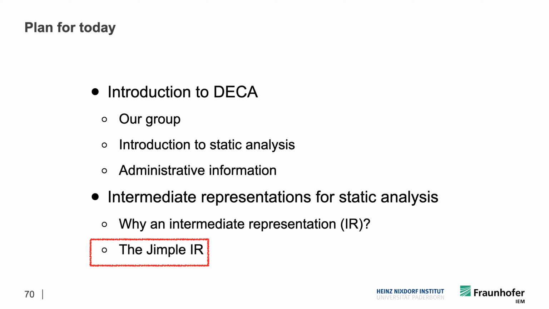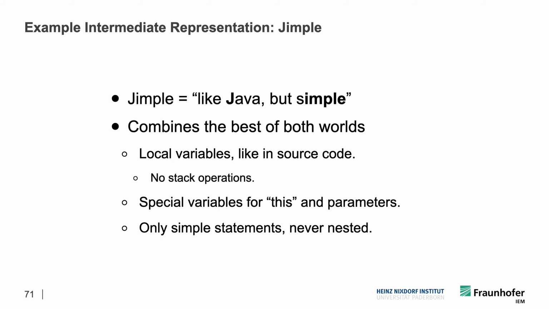Phasar has a slightly different intermediate representation. It's a little bit more low level, but essentially it shares a lot of the ideas with Jimple. So a lot of what I will be telling you about Jimple will also be true for the LLVM intermediate representation that Phasar uses. Jimple is an intermediate representation tailored to Java programs, and that's also an explanation for its name. Jimple basically stands for something that is like Java, but simpler than Java.